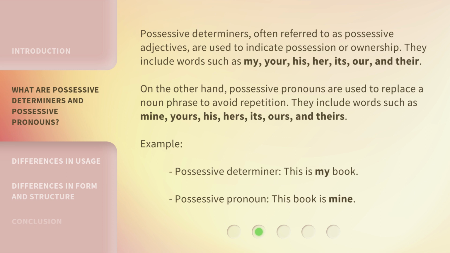Example: possessive determiner, this is my book. Possessive pronoun, this book is mine.